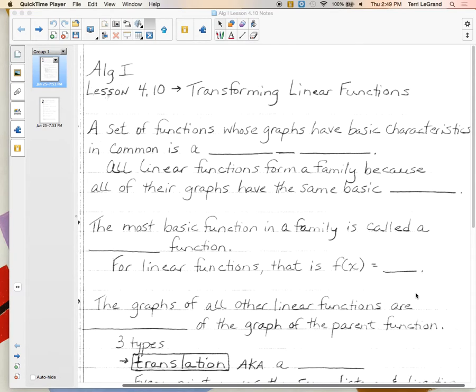We have the objective, here's our learning goal. I can describe how changing the slope and the y-intercept affect the graph of a function. So what changes from one function to another? We have to be able to describe that.